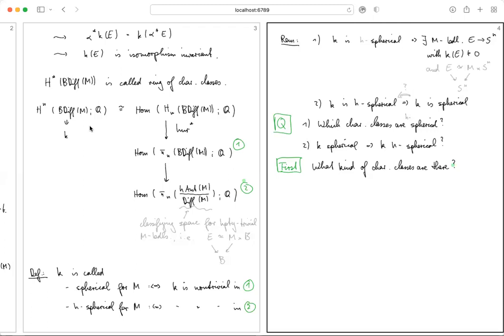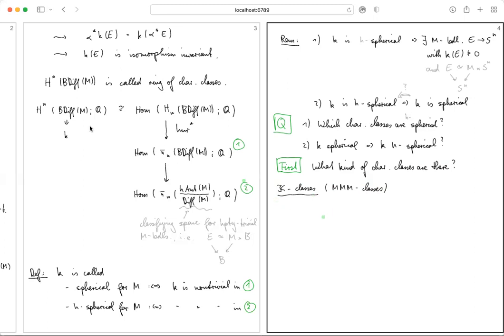Okay, and this gets me to the topic of Kappa classes, and sometimes they are called Morita-Miller-Mumford classes. So how does this work?